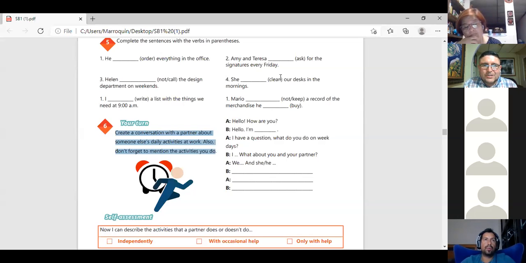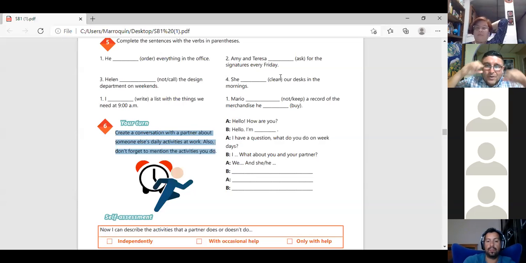Entonces, vamos a hacer lo que nos dice ahí Stephanie. Vamos a crear una conversación acerca de las actividades de alguien más en tu trabajo. Puede ser su supervisor, puede ser su jefe, puede ser su subalterno, el recepcionista, anybody. Y también tiene que incluir qué es lo que usted hace en su lugar de trabajo. Is it clear? ¿Está claro? So, si yo estuviese trabajando con María Castillo, yo le diría acerca de mi supervisor, acerca de las acciones que ella o él hace. Pero al mismo tiempo tengo que incluir mis actividades. Any questions?